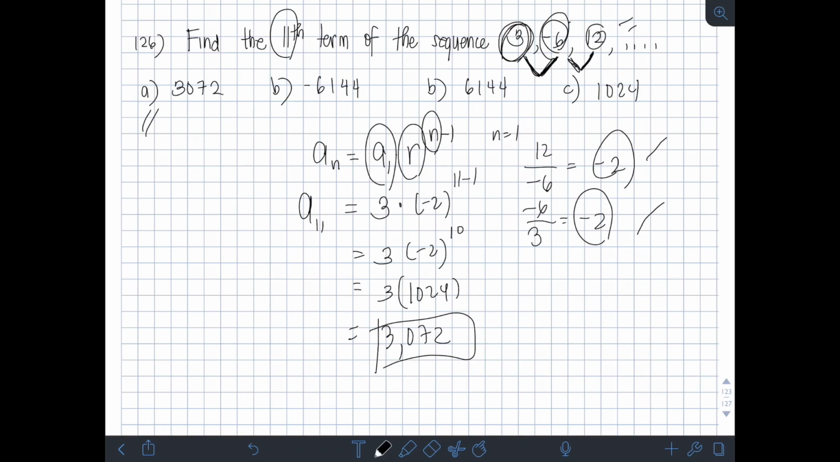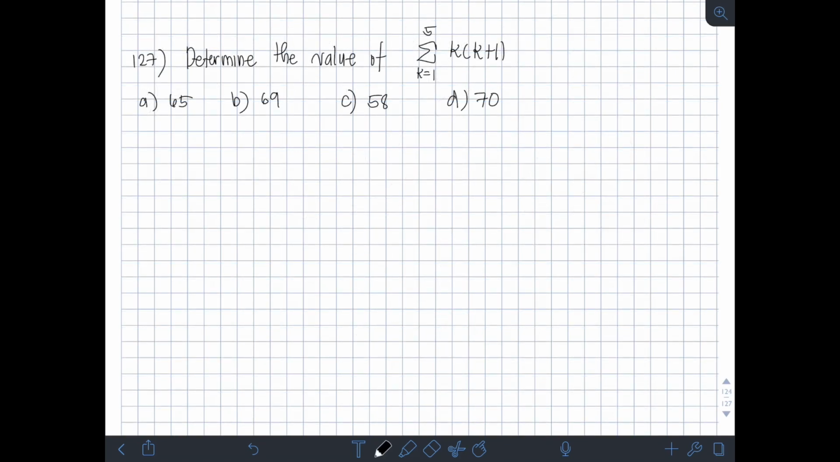Letter A. Okay? Next, determine the value of summation of k times quantity k plus 1 from k is equal to 1 to 5. Okay, so meron tayong sigma symbol, ibig sabihin yan summation.